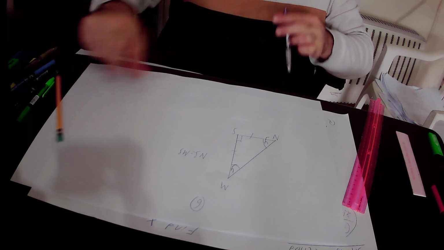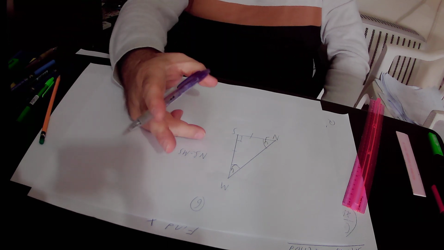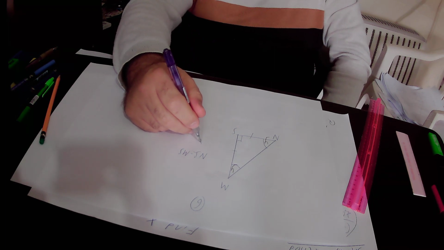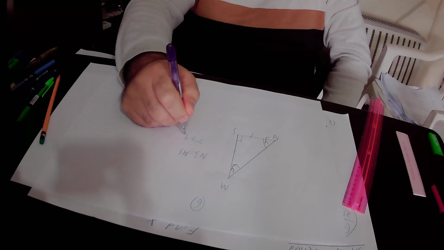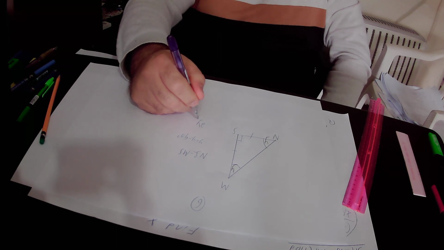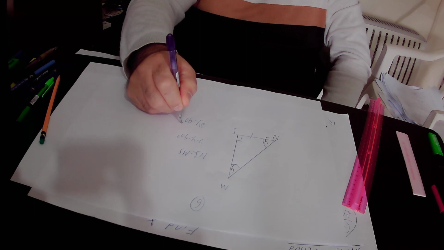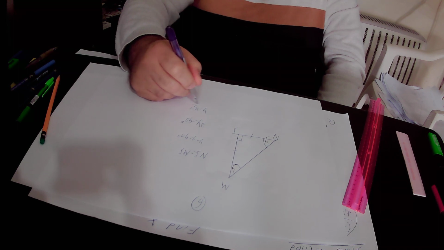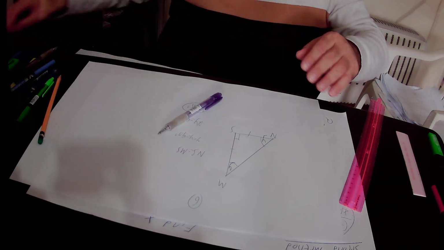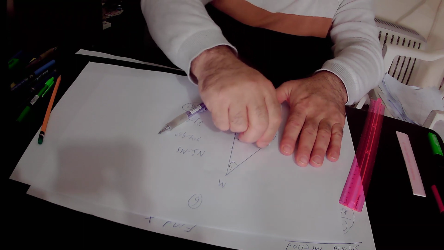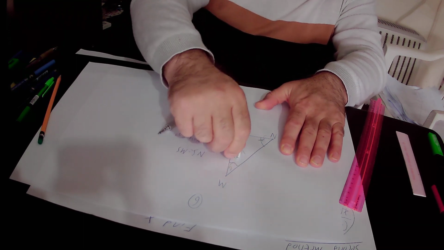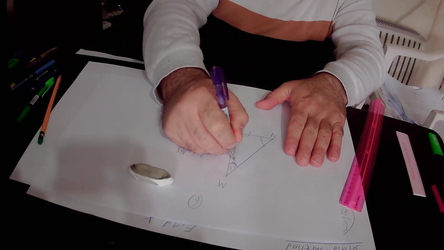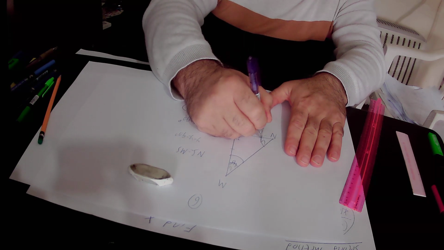Y plus y equals 90 degrees in order to complete the sum of the angles in triangle NMS to 180 degrees. Y plus y is 2y equals 90 degrees. We will divide this equation by 2 and we will get that angle y equals 45 degrees. So we can substitute y by 45 degrees. This angle equals 45 degrees, and this angle also equals 45 degrees.